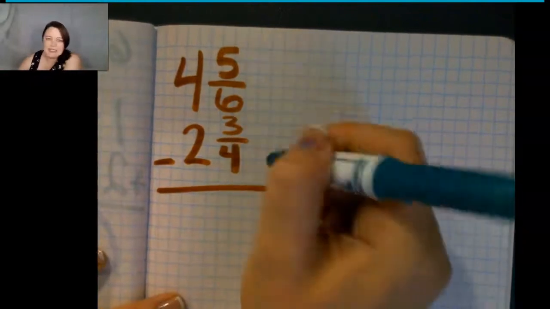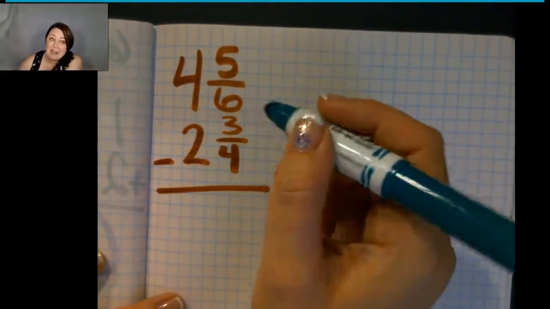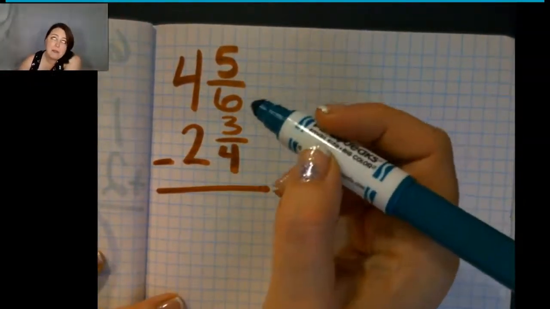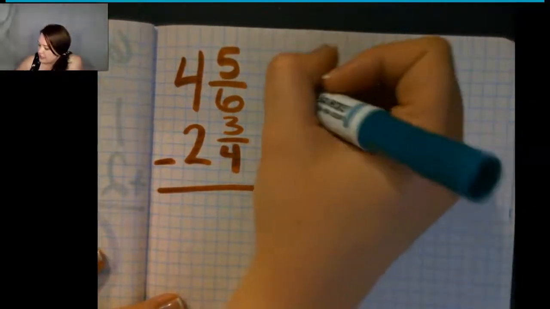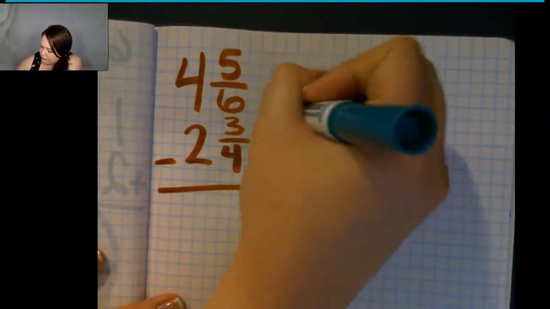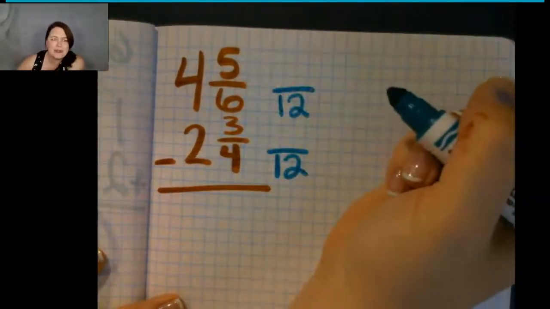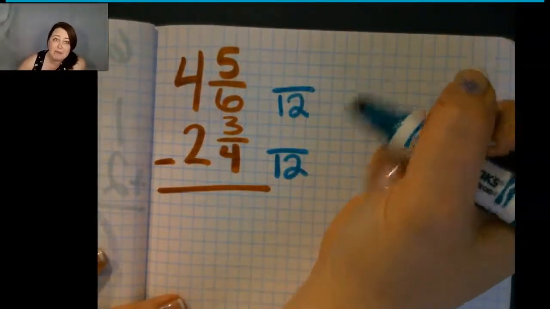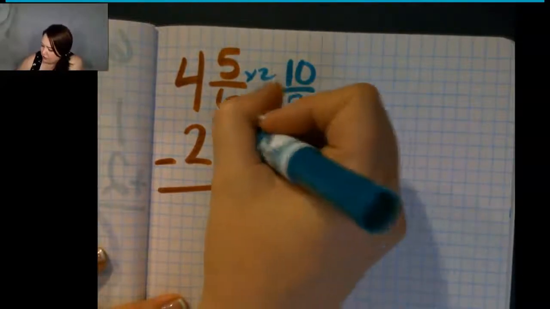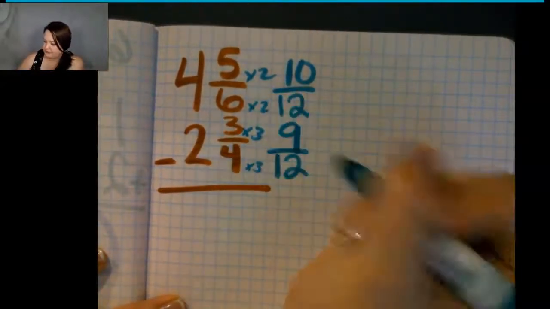I've got 4 and 6. My common denominator would be 24, but it's not my least common denominator. My least common denominator is 12. Could I use 24? Absolutely, you can use 24, but you will simplify. So 6 times 2 is 12. 5 times 2 is 10. 4 times 3 is 12. 3 times 3 is 9.